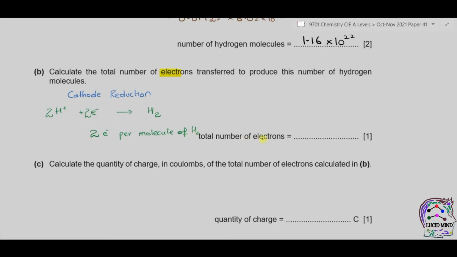So to find the total number of electrons with this number of molecules, we can multiply both. So number of electrons is equal to 2 multiplied by number of molecules. So the total number of electrons is equal to 2.32 × 10^22.